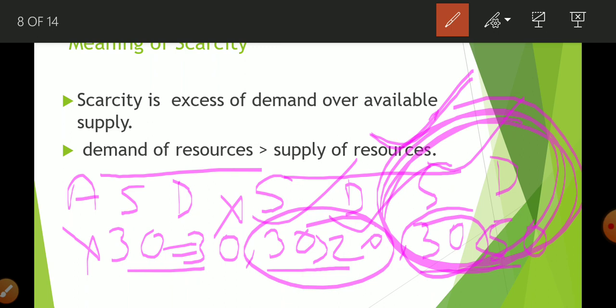So I think now you are able to understand the meaning of scarcity of resources. Scarcity of resources means when demand of a good is greater than its supply. When demand of a good is greater than its supply, this condition is known as scarcity of resources.